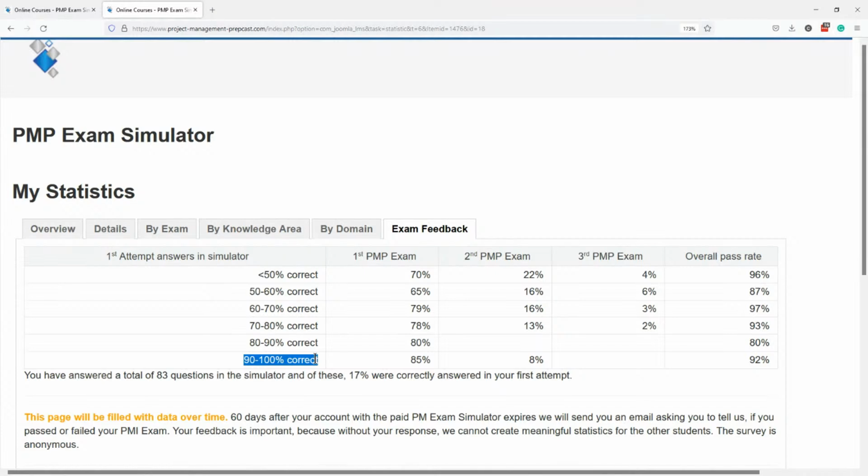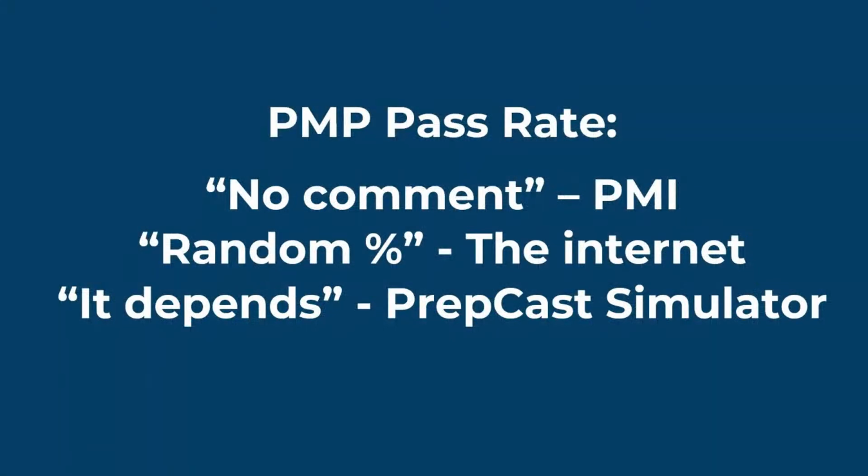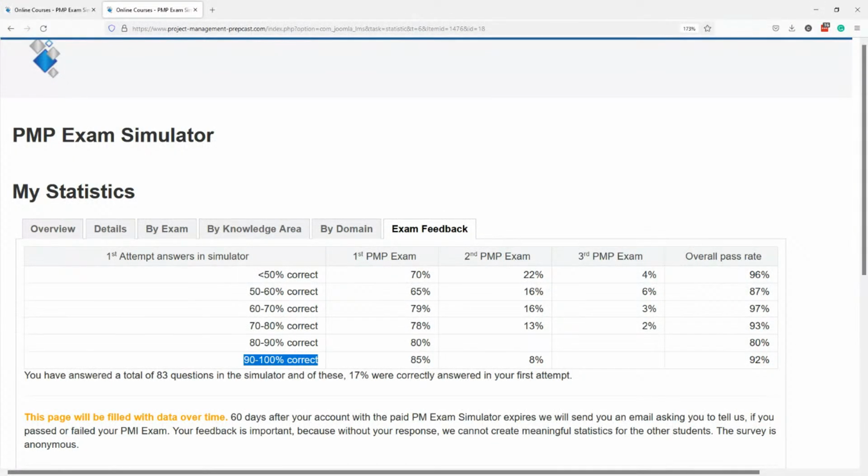So this is what I'm saying here when I'm talking about this. And I'm saying it depends in the Prepcast simulator. So my numbers are quite clear. If you get anywhere from 60 to 90% correct, your chance of passing the PMP exam on your first attempt is around 80%. And then 15, 16% on the second attempt, and a few people have to retake it a third time. So these are our numbers.